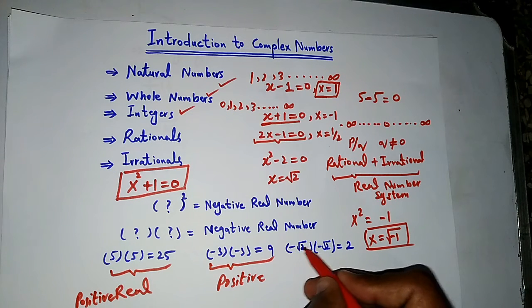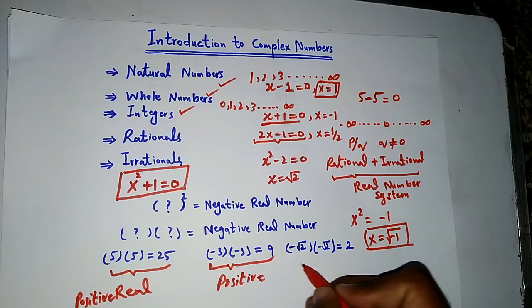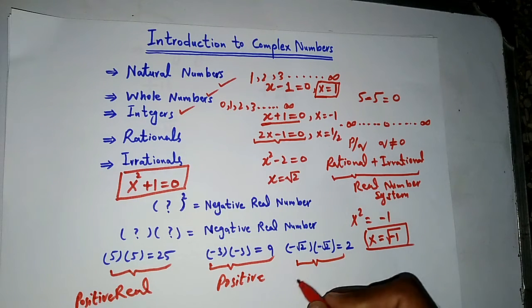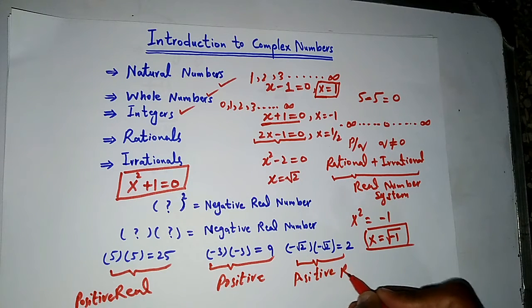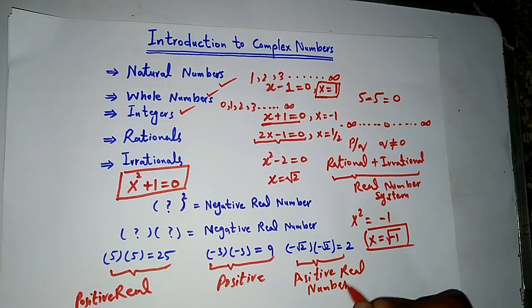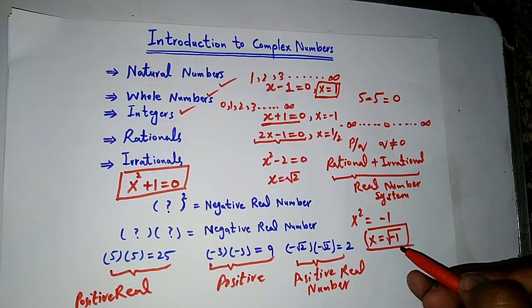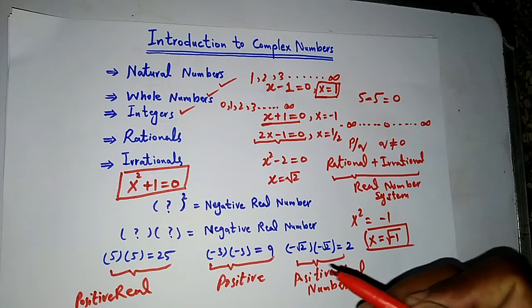Similarly, if you multiply minus square root of 2 with minus square root of 2, the answer is 2. This is also a positive real number. So with the help of real number system, we can't solve these questions.